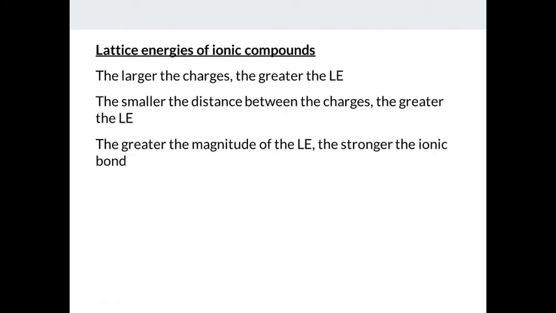So the larger the charges, the greater the lattice energy, right? Because the stronger the oppositely charged ions attract each other. The smaller the distance between the charges, the greater the lattice energy, as the oppositely charged ions can come closer together for interaction. And the greater the magnitude of the lattice energy, the stronger the ionic bond.